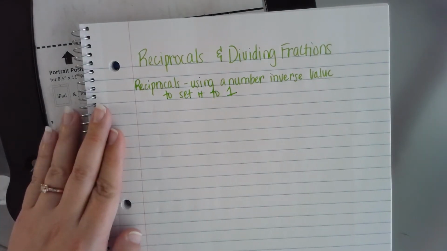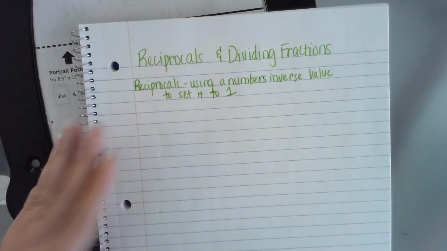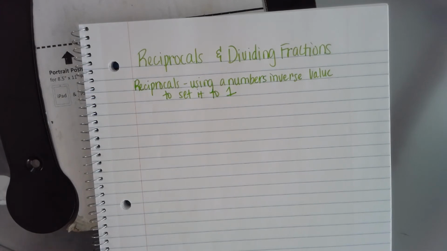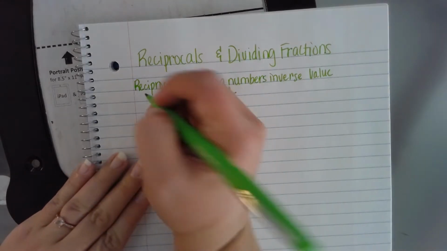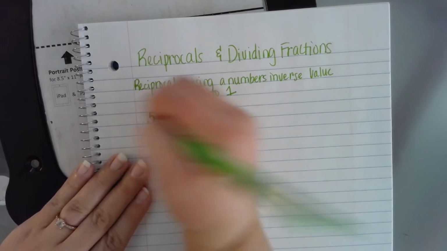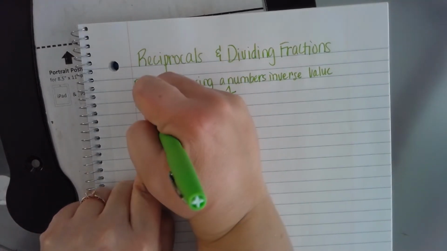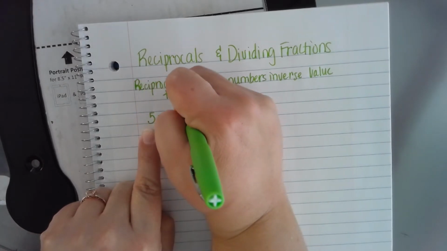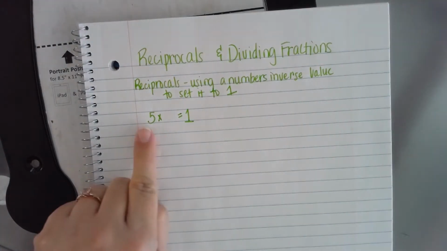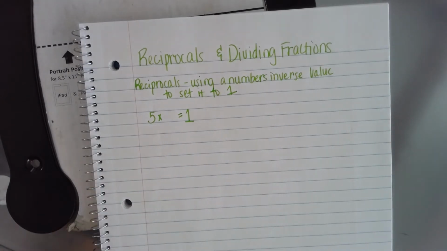Now what are we going to do? Just watch. I'll show you. Using a number's, that should be plural, there we go. Numbers' inverse value to set it to 1. Okay. If I gave you the whole number 5 and I wanted it to equal 1 with multiplication, what would I do?